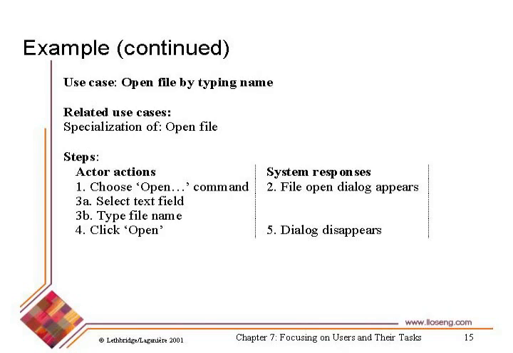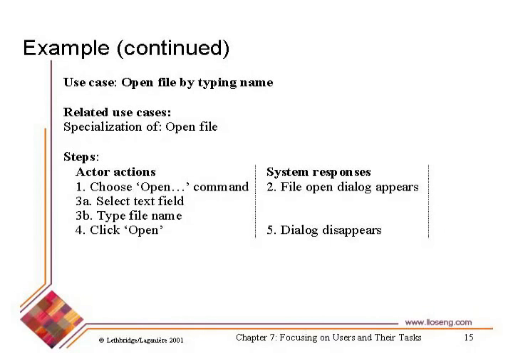Okay? Open file by typing name. We said this is going to be a specialization. Okay? So it's a specialization of the open file that was on the previous slide. First actor action, choose open command, file open dialog appears. Same thing. 3A, 3B. I've used the same numbering scheme from the previous one so that we can match them up. Step 3 on a previous slide said specify file name. Here it's select text field, type file name.